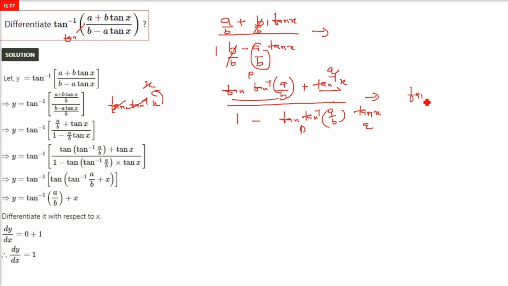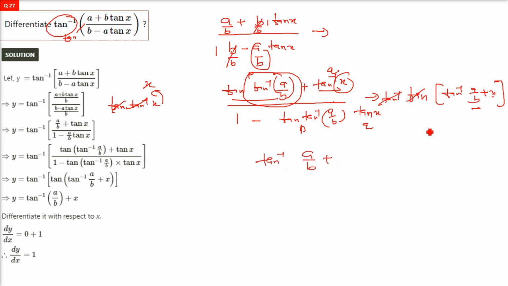It will be tan inverse A by B, because the first theta is tan inverse A by B. The second theta is x. Whatever is inside tan inverse is your theta, of course. So it will be tan inverse A by B plus x. So this content is the first angle, the second angle is x. So this will be tan inverse A by B plus x. So you already have a tan inverse outside, cancel this out. So what is remaining: tan inverse A by B plus x.